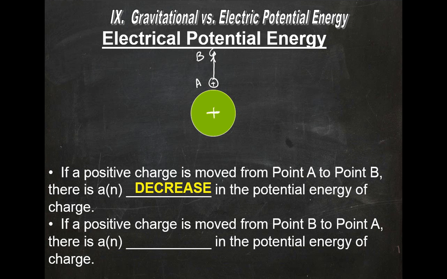Vice versa, if we go from B to A, well now this positive would be wanting to repel away from the positive, so I've got to push it and force it back closer to it, and therefore increasing the amount of potential energy it has.